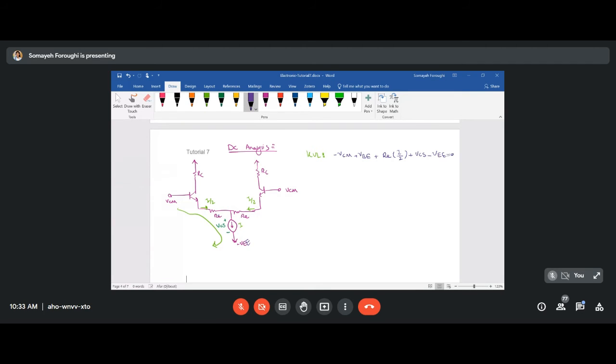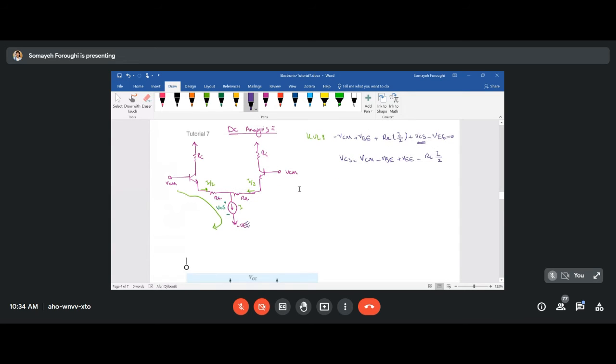Our job was to find VCS. So for finding VCS, let's take everything to the other side. So VCS equals VCM minus VBE plus VEE minus RE I over 2. This is the voltage over the current source in part A. We have to find the same in part B as well, and then compare it all together. So let us continue here.